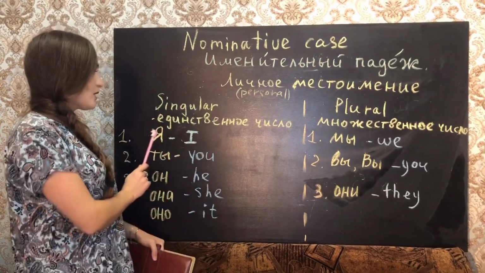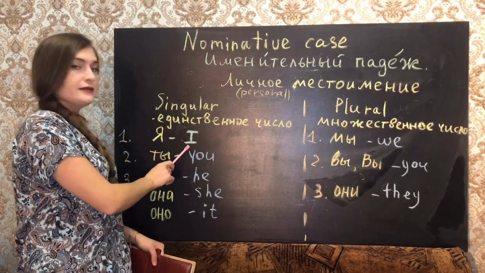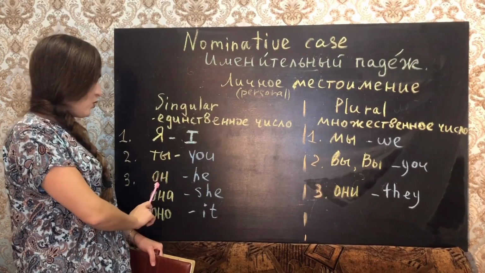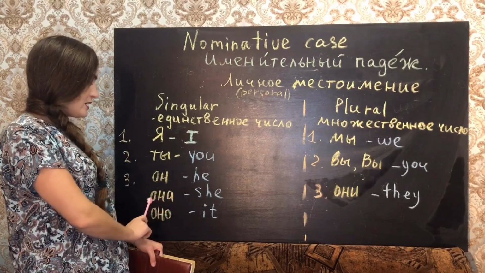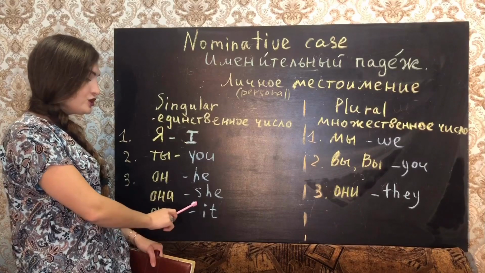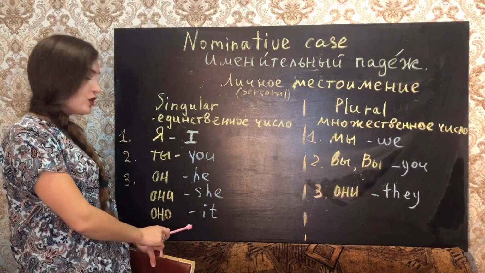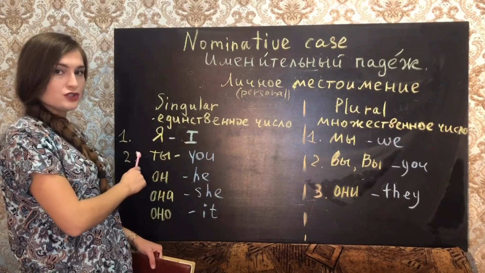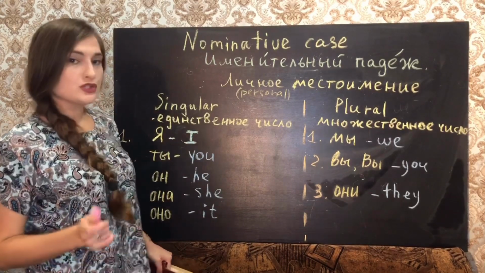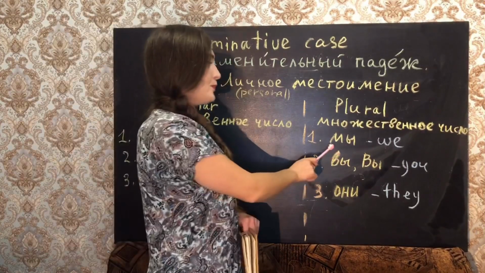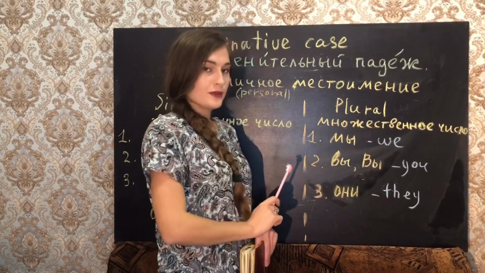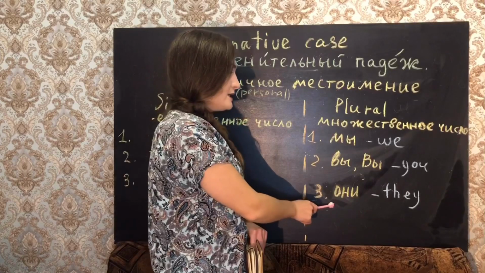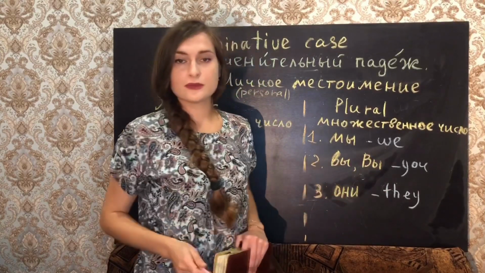So, я, I, ты, you, он, he, она, she, оно, it. Единственное число. Множественное число. Мы, we, вы, you, они, they.